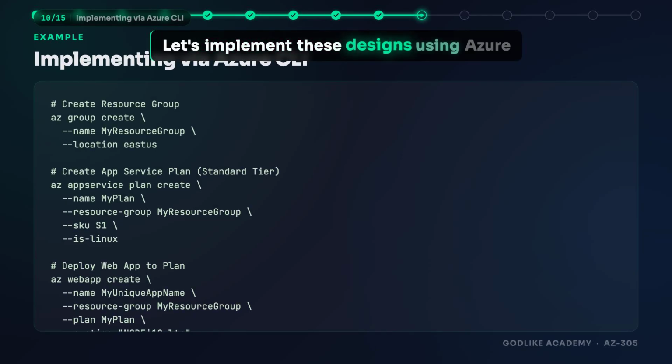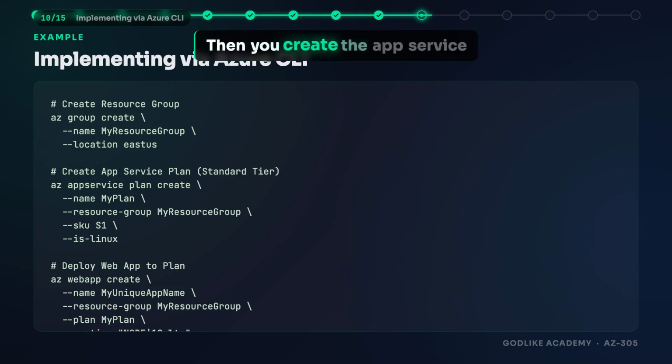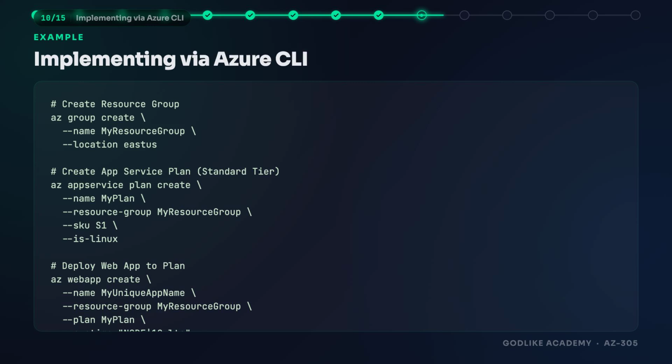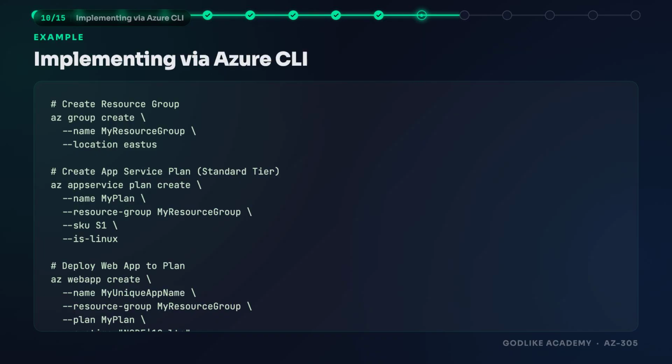Let's implement these designs using Azure CLI. First, you create a resource group to contain your plan. Then you create the app service plan with a standard SKU and Linux runtime. Finally, you deploy a web app to that plan, specifying the runtime version. This script ensures your infrastructure is reproducible across environments. Omitting the SKU parameter or mismatching the runtime string will trigger command failures and force manual portal corrections during critical release windows.